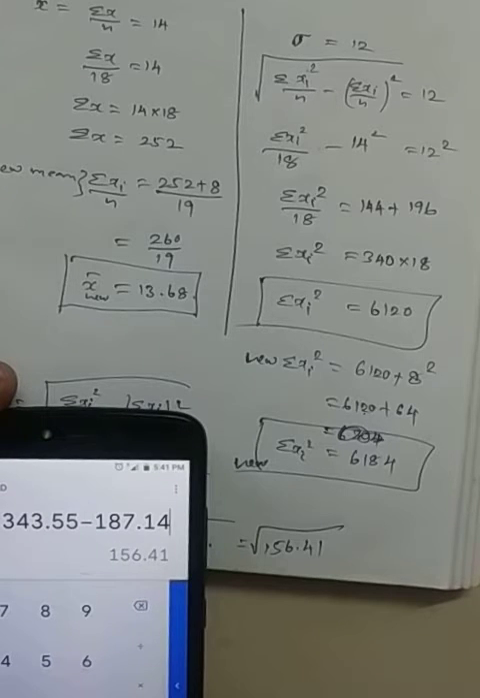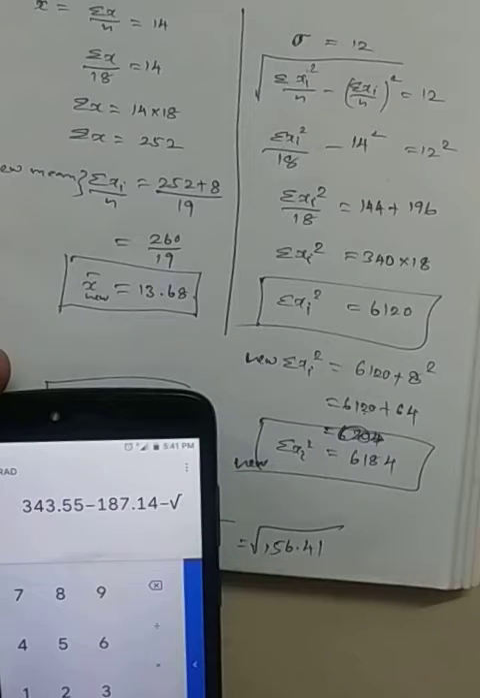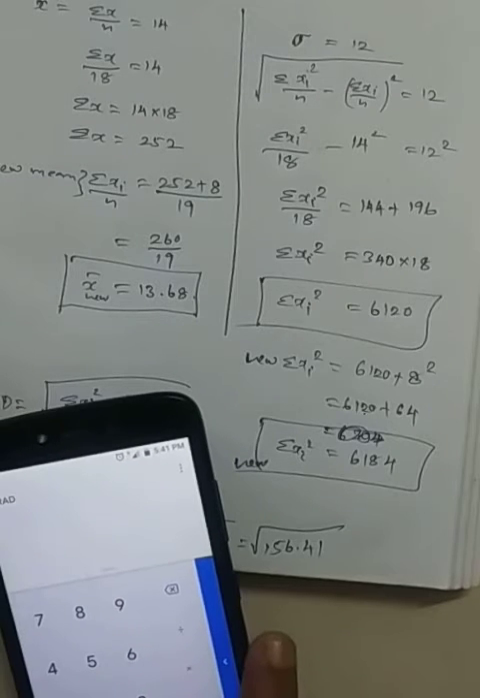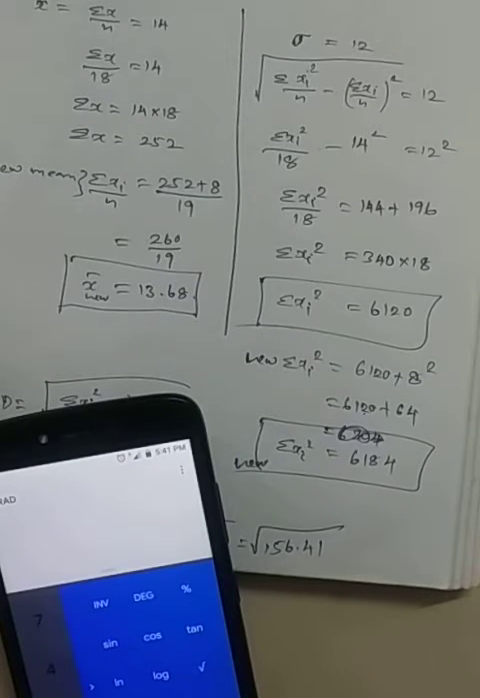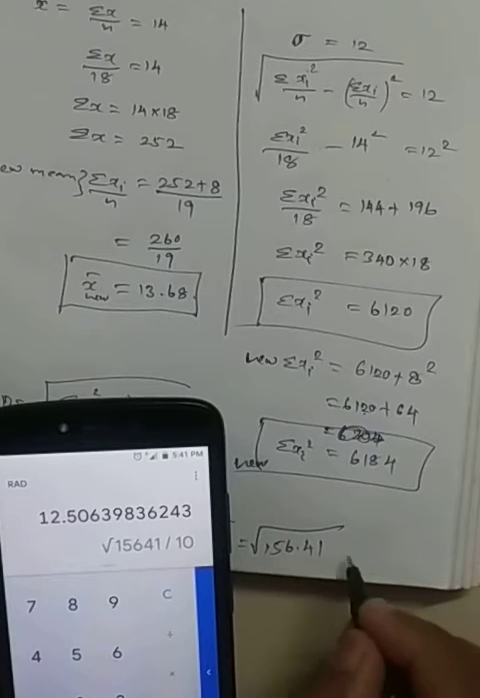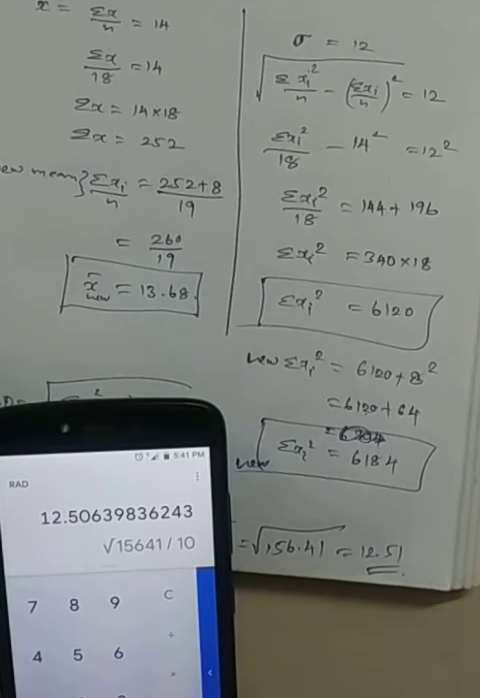So now we need to take the square root of this one. Just a minute. We need to take the square root of 156.41. So what are we getting? We are getting 12.501. We can write this as the standard deviation of this problem.